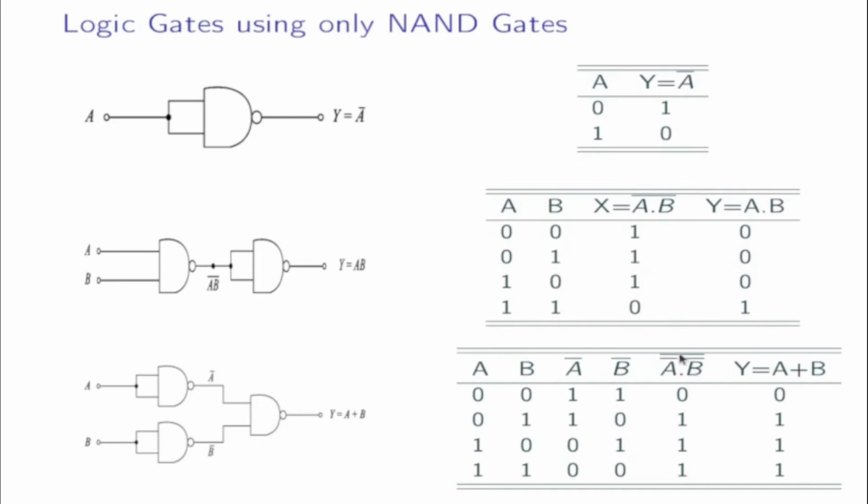So you can use De Morgan's theorem. Break the line. So this is A double bar, this is B double bar, and the AND becomes OR. So A double bar plus B double bar. And you know from Boolean theorem, A double bar is A and B double bar is B. So Y is equal to A or B. In this way, this construction using NAND gates will act as an OR gate.